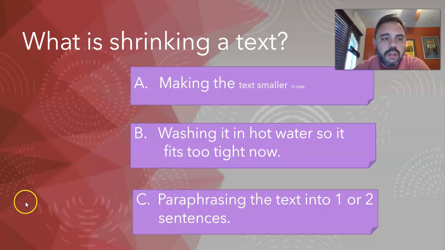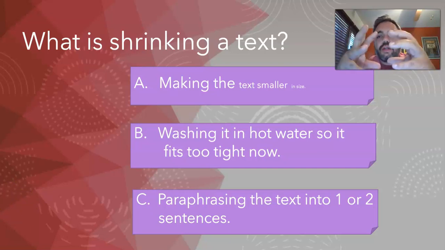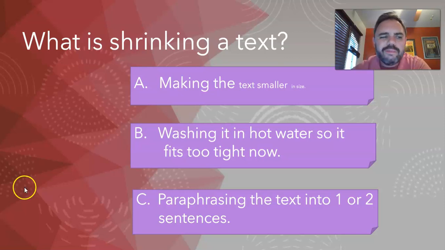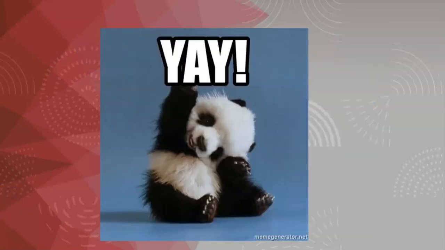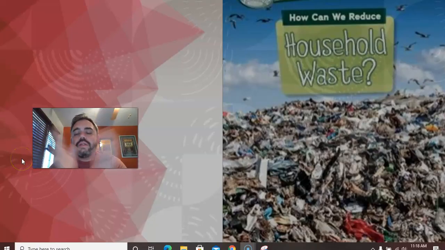If you said C, ding, ding, ding, you are the winner. When we talk about shrinking a text, we're talking about paraphrasing the text into 1 or 2 sentences. Right? If you guys did so well, I think you deserve a little celebration. Here's a yay panda for you. Yay. So now, guys, let's move on to examining and really diving into this strategy of shrinking a text.